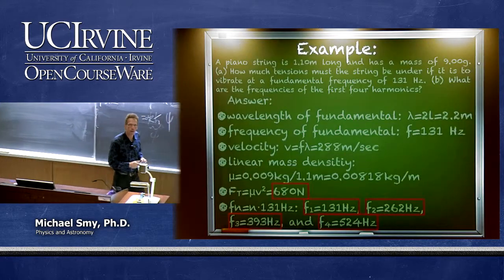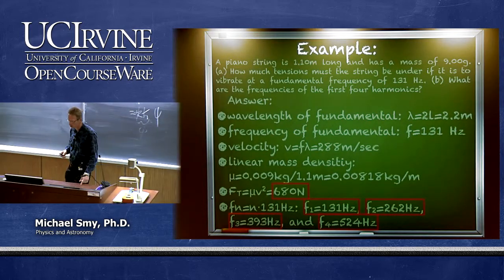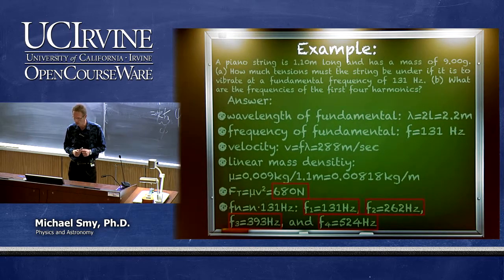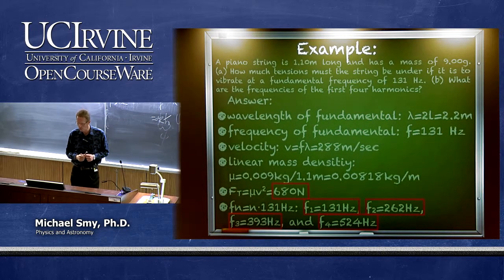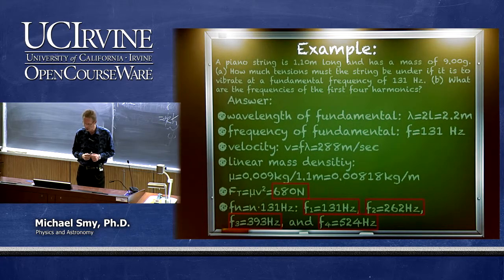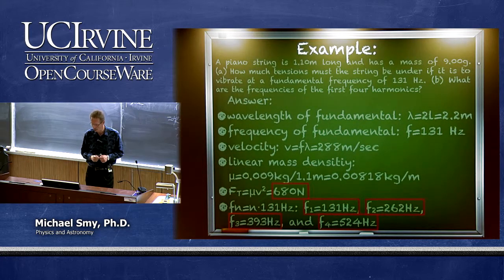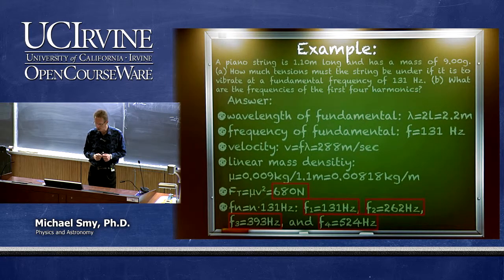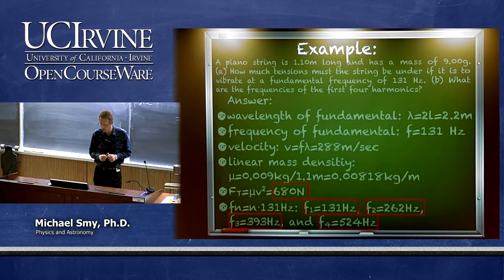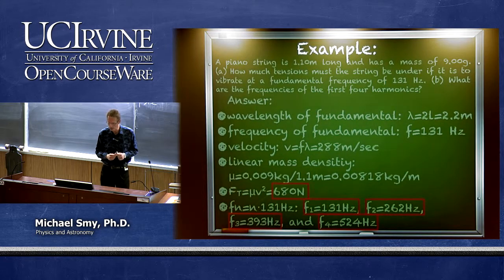So let me now calculate an example to make this a bit more practical. So let's assume we have a piano string, and the piano string is 1.1 meters long, and it has a mass of 9 grams. And the question is, how much tension must the string have so that it's vibrating at a fundamental frequency of 131 hertz? And what are the frequencies of the first 4 harmonics?